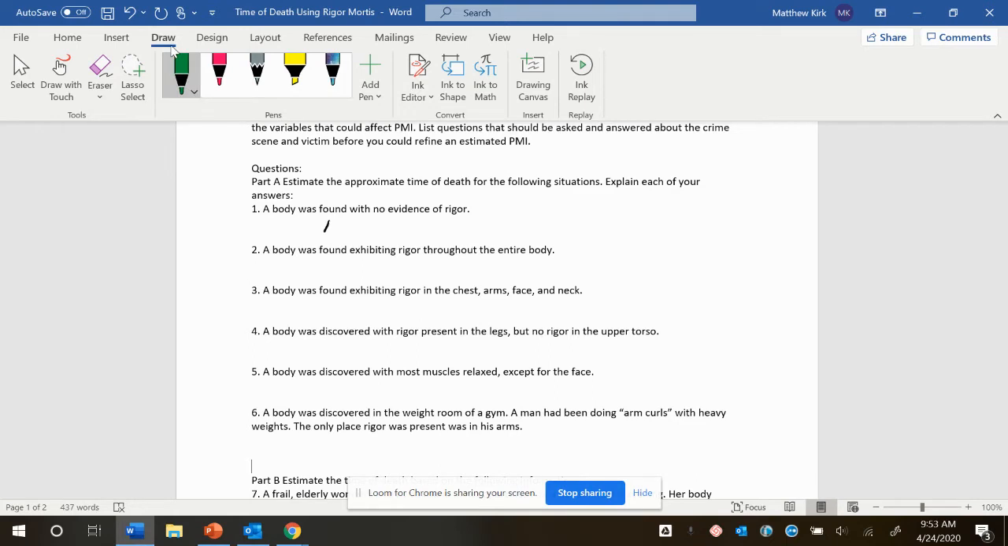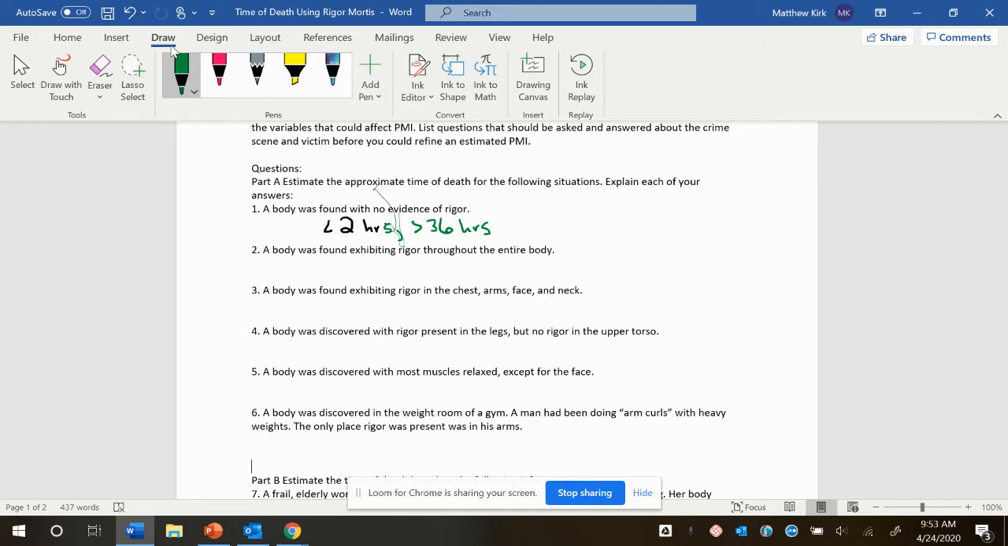So we know that we could be looking at less than 2 hours as far as our PMI estimate. Or it could be greater than 36 hours since time of death. Again, without more information, we're not told anything about the state of decay, the temperature the body was found in, or activity, or size, or body mass. So we just know that with no rigor, it's either too soon for rigor to happen, so less than 2 hours, or the process has happened and we have a PMI of greater than 36 hours.